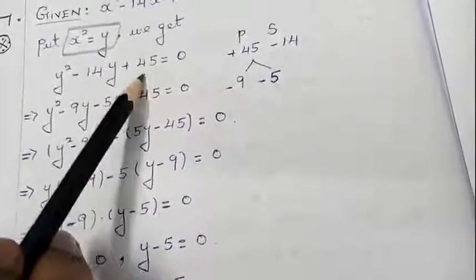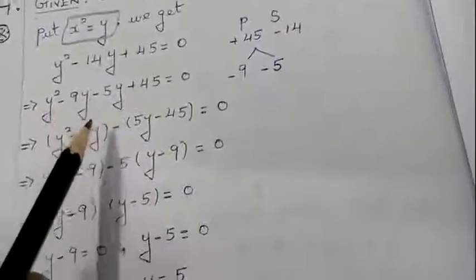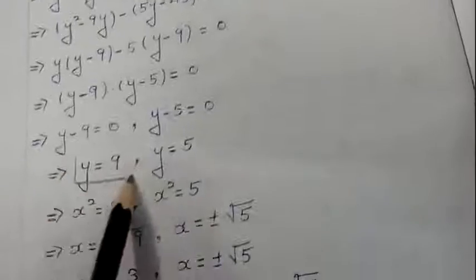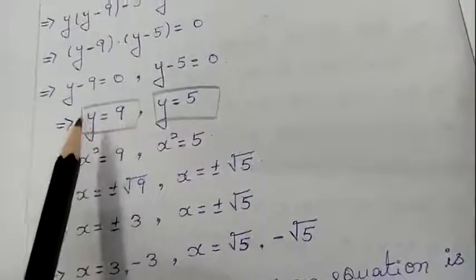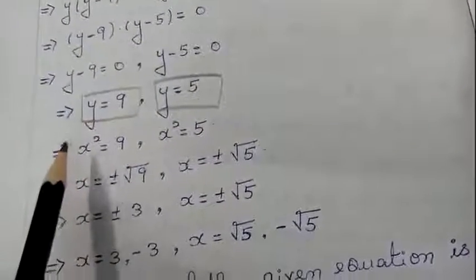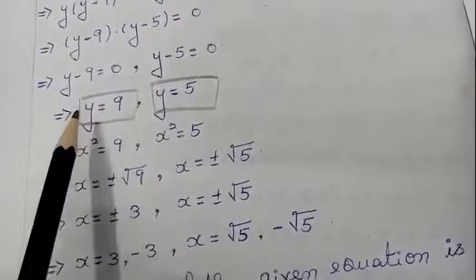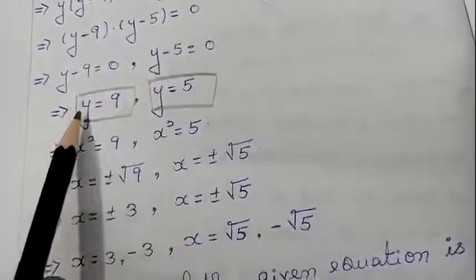Now if you see, the equation is in the form of a quadratic equation. You can use the quadratic formula or the product and sum method. I am using the product and sum method. After calculating, you will get the answer as y equal to 9, y equal to 5. But this is not the original answer, because for x square I have replaced the value as y. I am just changing that notation.